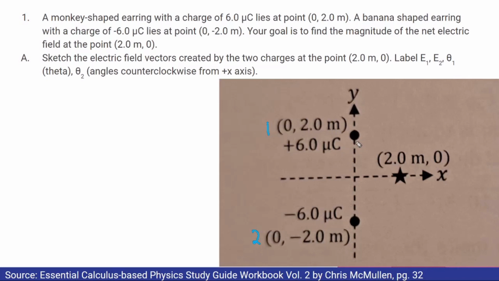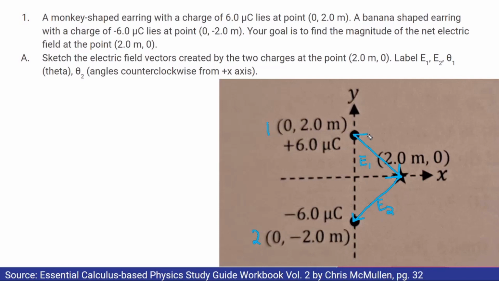Therefore, the electric field from point 1 at this point will originate from the point with the highest electric potential to the point of the lowest electric potential, resulting in the vector to look like this. However, for the other point, because it's negative, it has a lower electric potential, resulting in this vector coming from the point of interest to point 2. So with that we have E1 and E2.